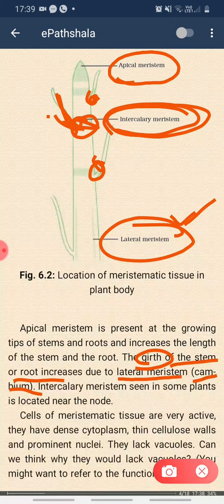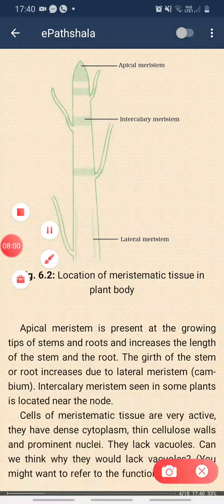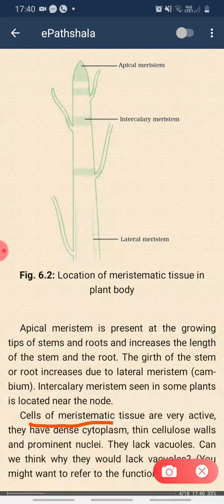Now what is special about this meristem? Let us know something more about meristem, what type of cells these are. This is something very important, you should know what these cells are, what makes them different compared to the rest of the cells. What is special about them that they can keep on dividing whereas other cells cannot. So what you will see is that these cells of the meristematic tissue are very active, they have dense cytoplasm, dense.